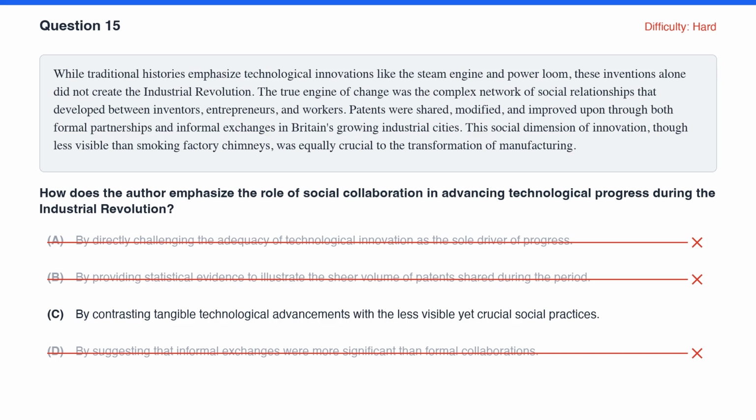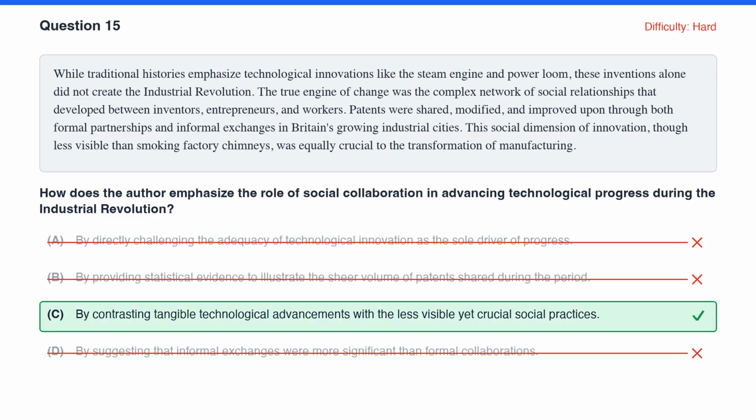Choice B fails because no statistics or numerical evidence appear. The discussion of shared patents is purely qualitative. Choice D misreads the text, which mentions both formal partnerships and informal exchanges without ranking one above the other. Choice C captures the author's actual move.